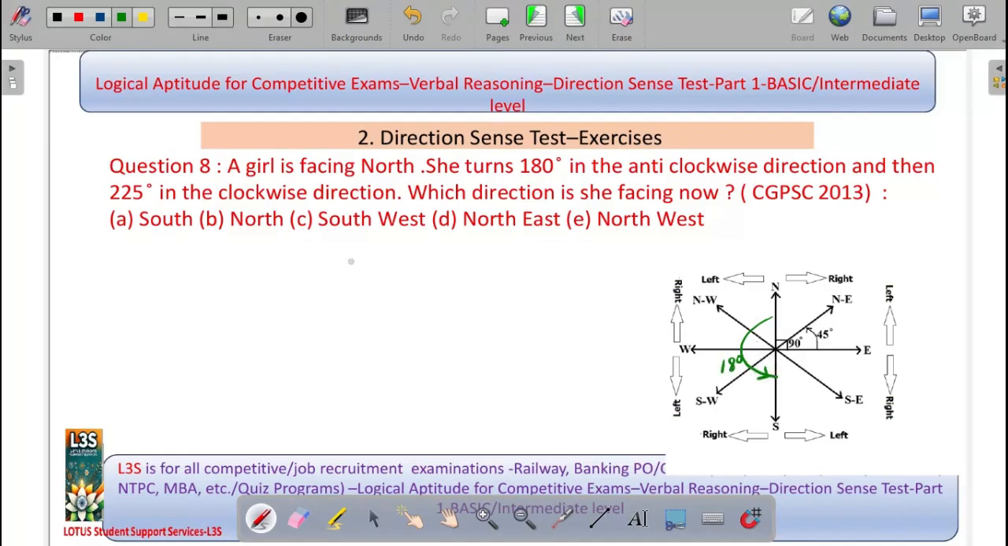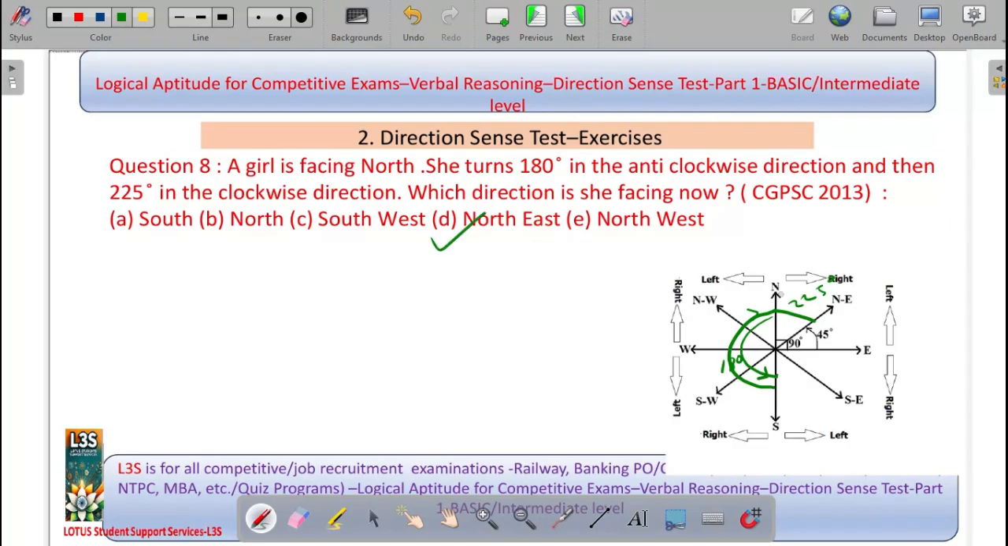And then 225 degrees in the clockwise direction. Now from here she will draw clockwise. So from here, in the clockwise direction, 225: up to here is 180, then again 45. So this will be 225 degrees clockwise. First anti-clockwise 180, then 225 clockwise. So she will go to northeast. She will reach the northeast direction.